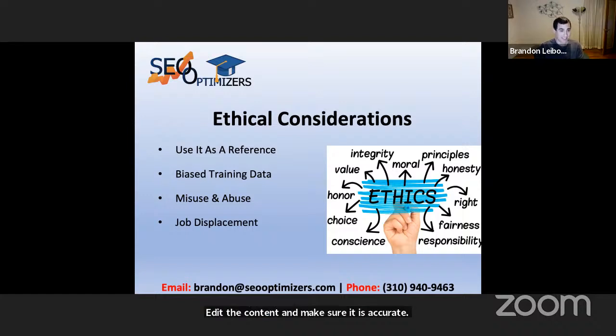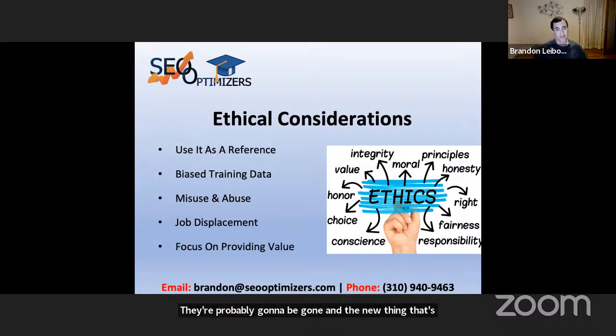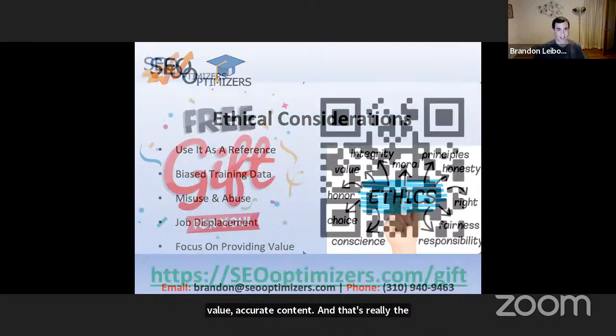Job displacement is a big thing that's going to happen, because writers are probably obsolete in the next couple of years. You don't need writers, you need editors to make sure it's accurate and it reads properly. But sadly, writers and copywriters are probably going to be gone. And the new thing that's going to take over is writing prompts. Who can write good prompts? And really, just focus on providing good value and accurate content. That's really the biggest thing with AI.